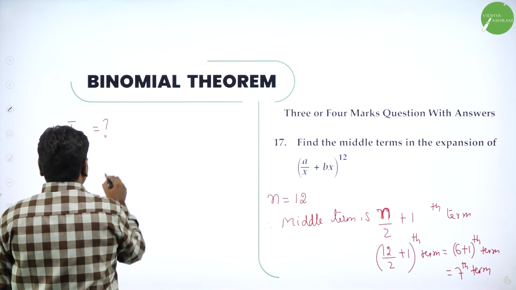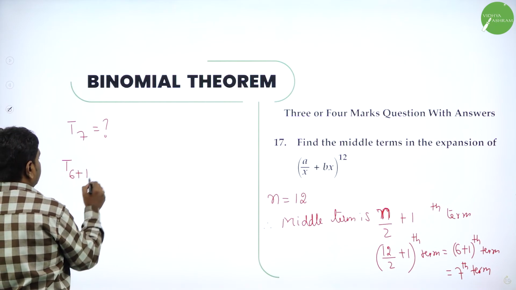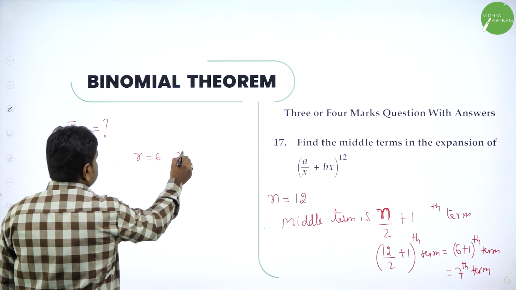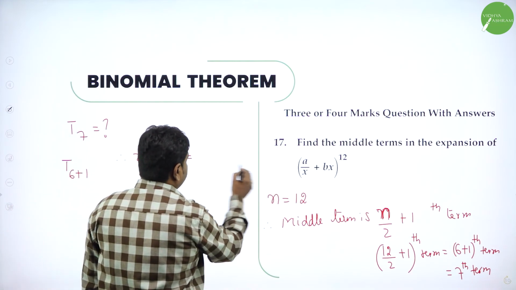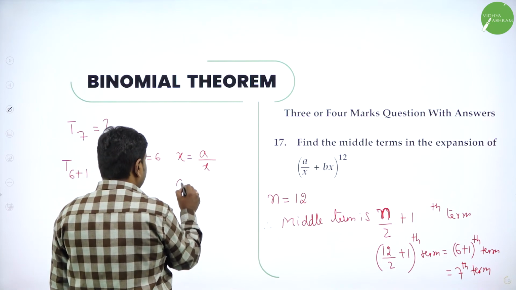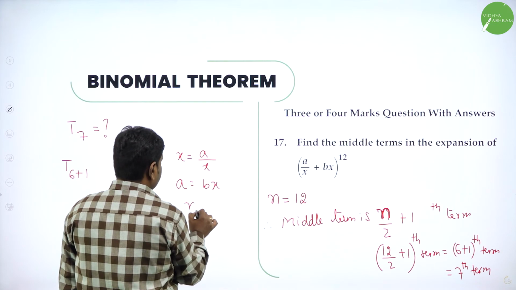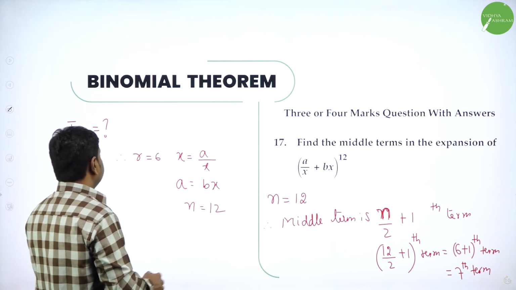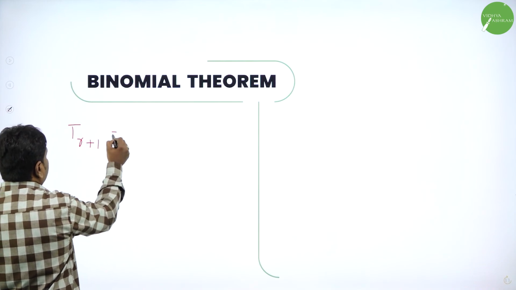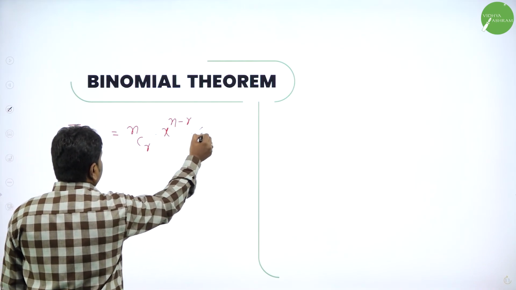You know, T7 can be written as T6 plus 1. So therefore r is 6. And x means the first term. What is the first term? a by x. And a is what? Second term. What is the second term? bx. And n is 12. Now write the general term formula. All of you know the general term formula: T(r plus 1) is equal to nCr x power n minus r, a power r.